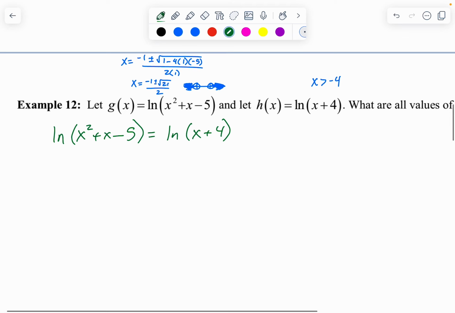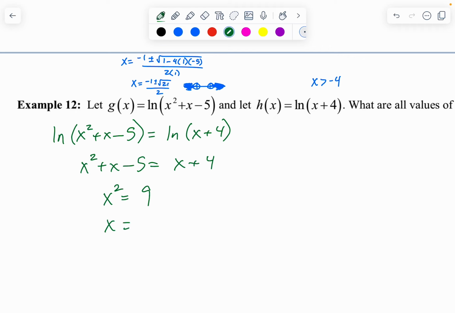If the natural log of something equals the natural log of something, the somethings are equal. Usually I set it equal to 0, but I noticed that I have x and x and they cancel, so I'm going to go ahead and say x squared plus 5 equals 9. Therefore, x equals plus or minus 3.